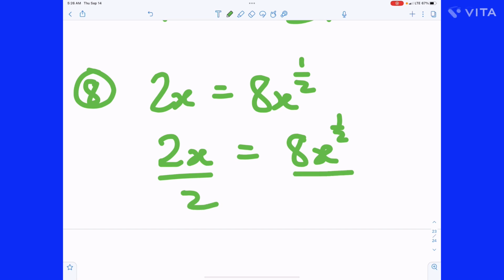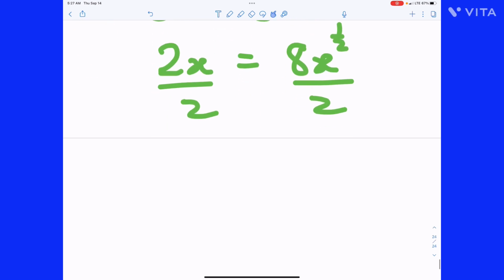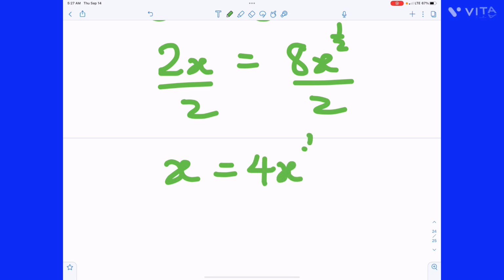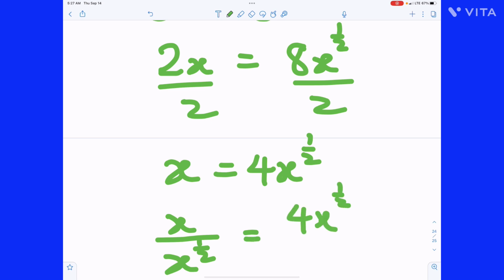I can divide both sides by 2. If I divide both sides by 2, 2 will cut 2 here, 2 will cut 8. What will I get? I will get x only left on this side. 2 in 8 is 4. I will get 4x raised to the power half left on this side. So this is easy. I can divide both sides by x raised to the power half, which is equal to 4x raised to the power half over x raised to the power half.